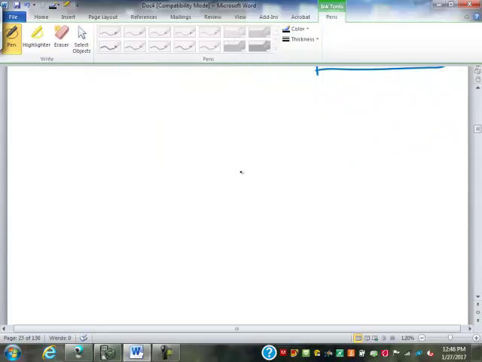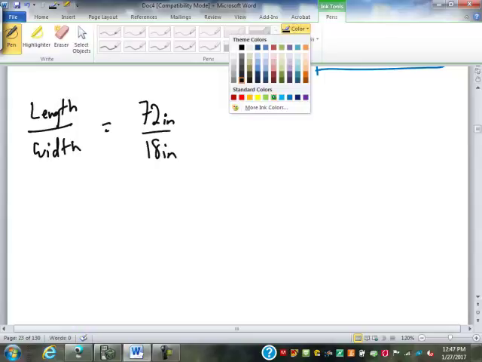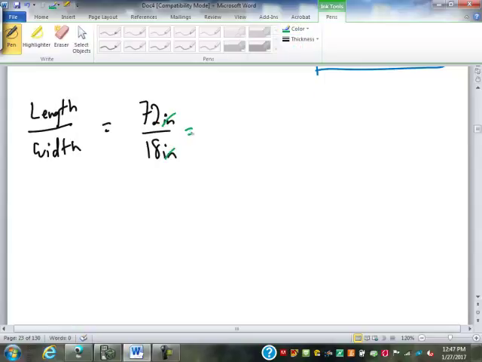So let's look at one of these tables. Let's do a length to width ratio. These tables are 72 inches long, and they are 18 inches wide. The inches will cancel out. Both 72 and 18 can be reduced by 18, giving me a 4 to 1 ratio. Now again, if this were just a fraction, I would reduce that to simply 4. But since it's a ratio, I have to leave it as 4 to 1.